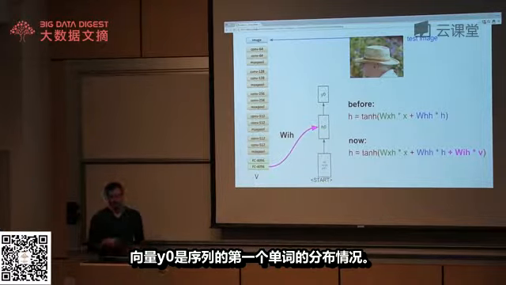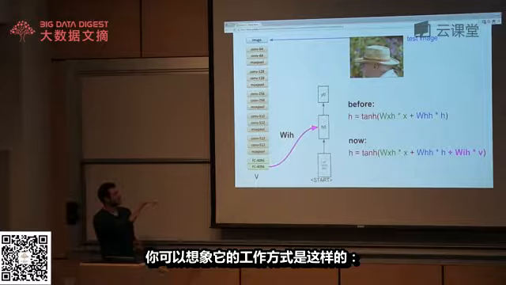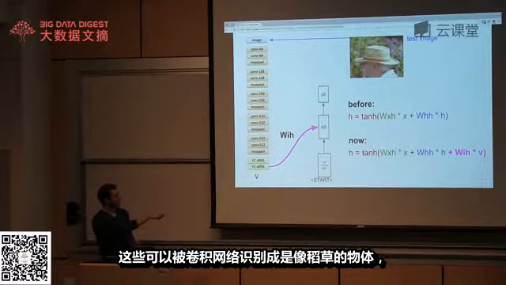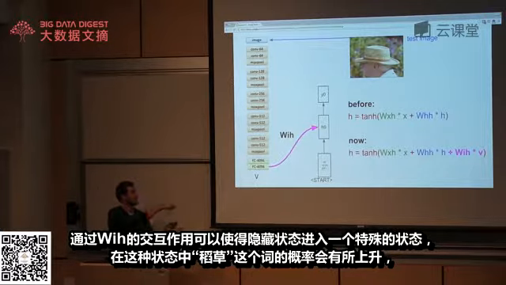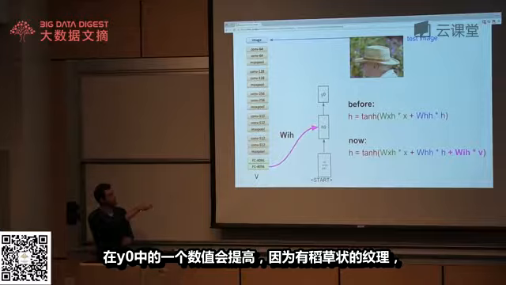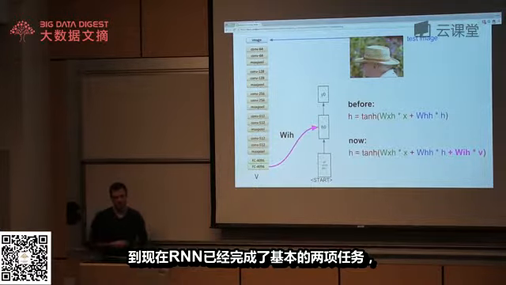So the way this works, you might imagine, for example, is you can see that these straw textures in a man's hat can be recognized by the convolutional network as straw-like stuff. And then through this interaction, it might condition the hidden state to go into a particular state where the probability of the word straw could be slightly higher. Right? So you might imagine that the straw-like textures can influence the probability of straw, so one of the numbers inside y0 to be higher because there are straw textures in there.